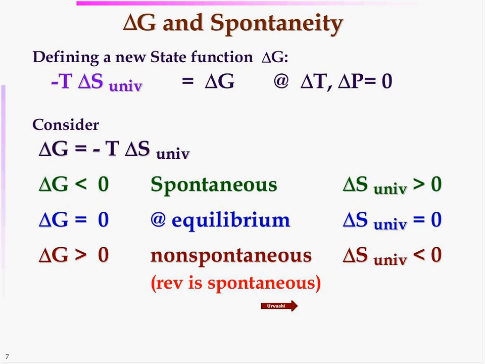So delta S universe has to be negative, just the opposite sign. If delta G is negative, delta S universe is positive. Delta G positive, delta S universe negative. And for 0, both are zero.